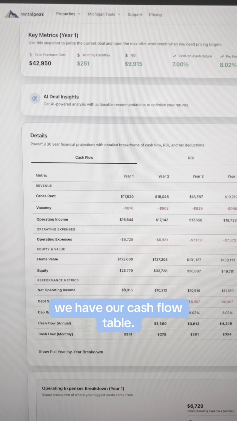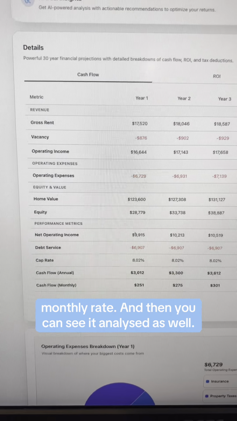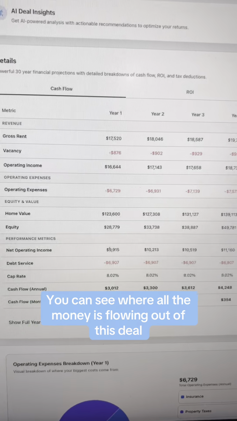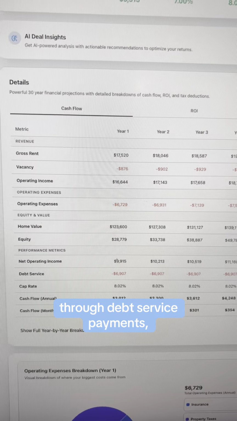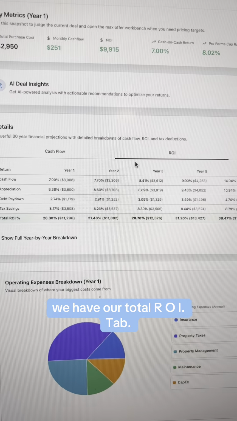Right below our key metrics, we have our cash flow table. So this will give you a look into how we're calculating this cash flow monthly rate, and then you can see it annualized as well. You can see where all the money is flowing out of this deal through debt service payments, operating expenses, and vacancies. If you go over to the right here, we have our total ROI tab.